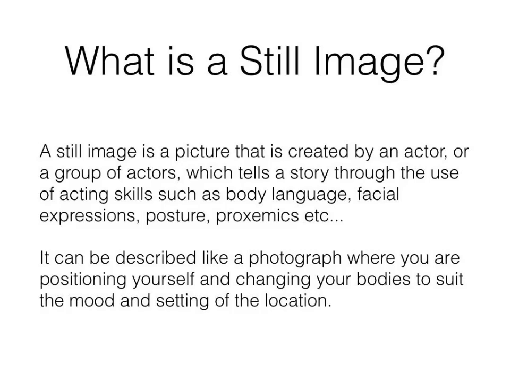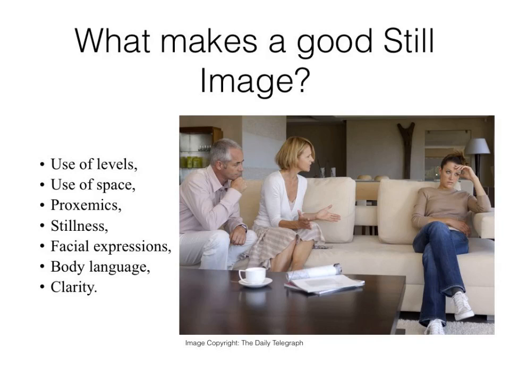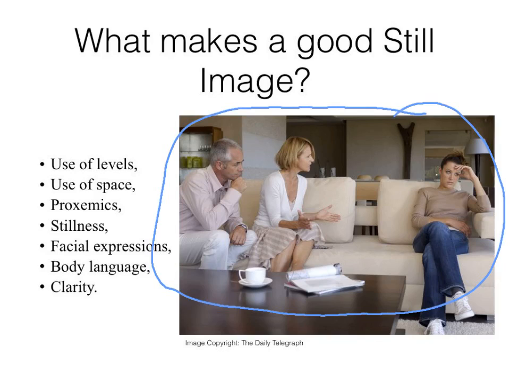Here is a list of key terms that makes up a good still image. These aren't exclusive, and there are plenty more. Let's start with the use of levels. The use of levels describes the position in which you might sit or whether you might be standing. Now in this picture, all of the people are at the same level. They're all sitting on the chair. That might tell you that they might have all equal status.